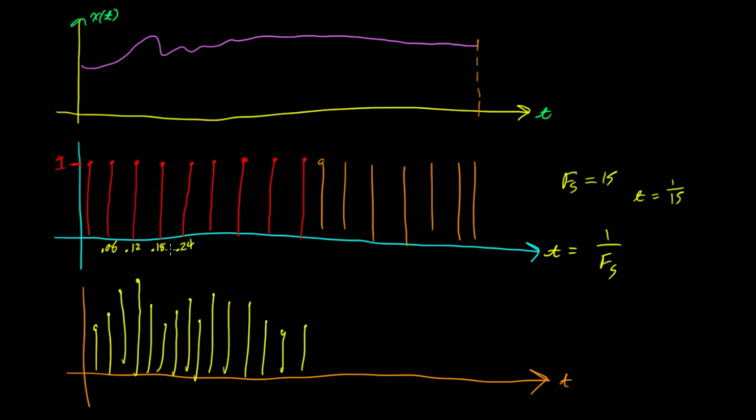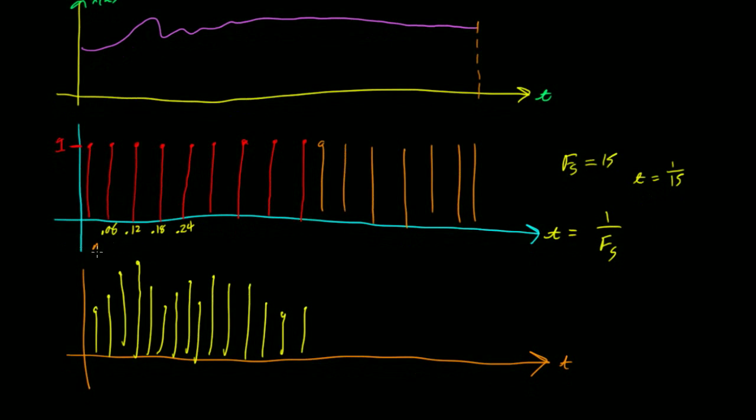And so on and so on. Okay? Or I can label this as samples, where this would be n equals 1, n equals 2, 3, 4, 5, 6, etc. All right. So to actually sample, all you're doing is multiplying everything by a series of impulses.